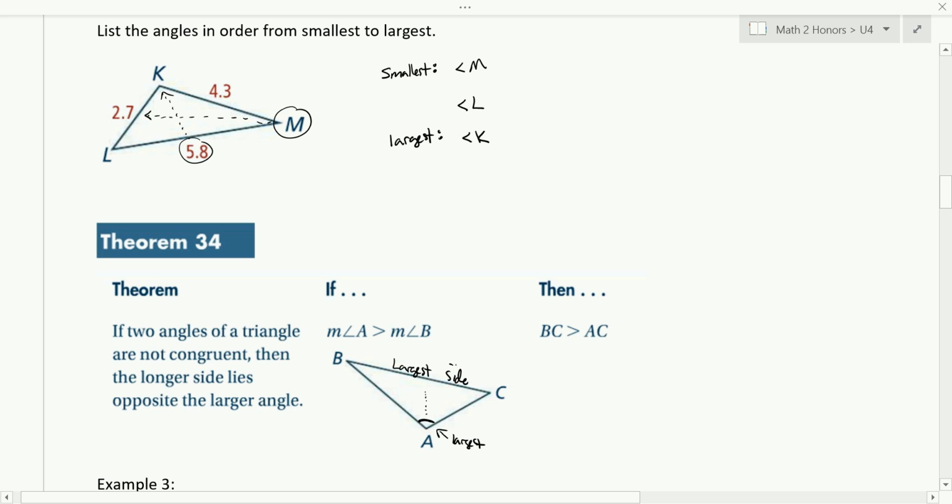And we've been working with this before. Like if we have like a right triangle, which angle is the largest angle?